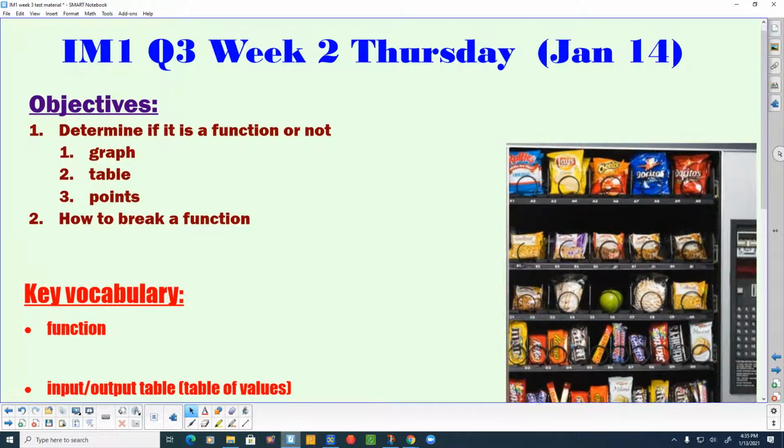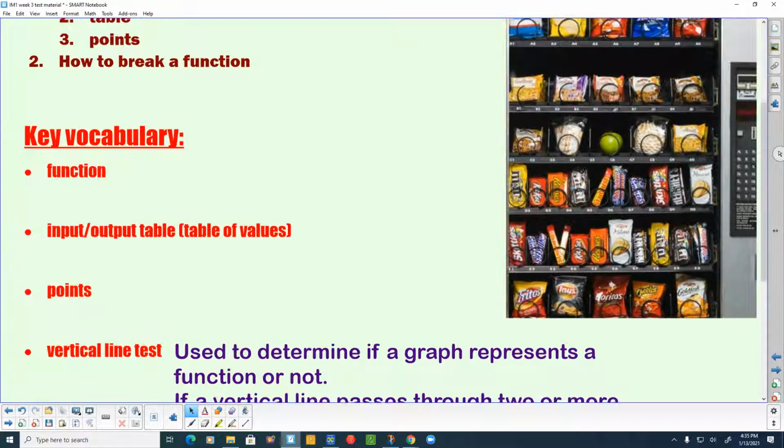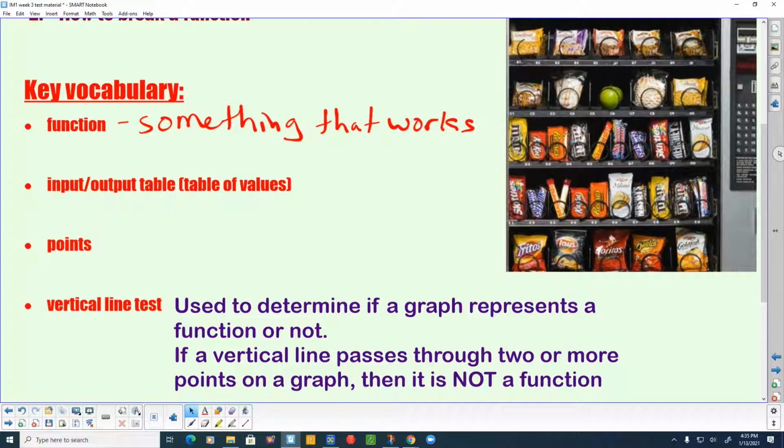All right. So I have a vending machine over here. We're going to look at that in a bit. But a function, we're going to talk on the next page. But let's talk about what the meaning is in English. A function is something that works, right? When you say my computer functions, that means it works, it does a job. So this vending machine is going to help us to explain it on the next page.